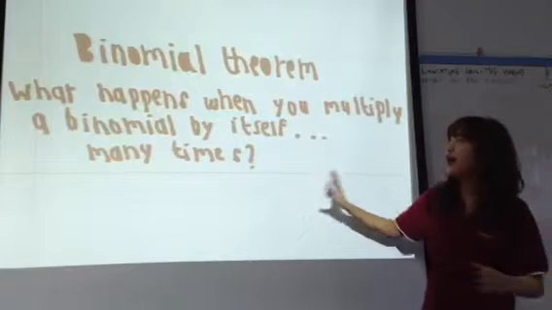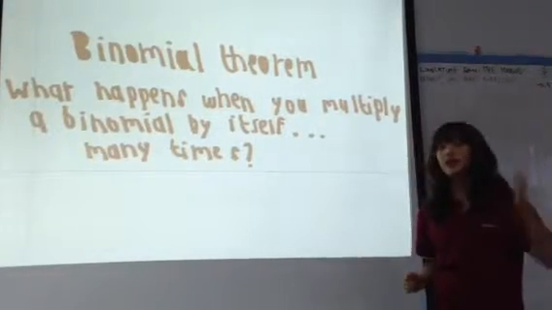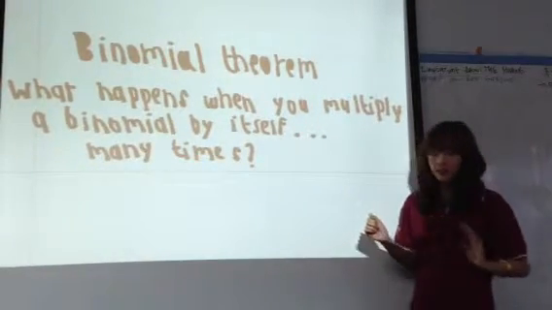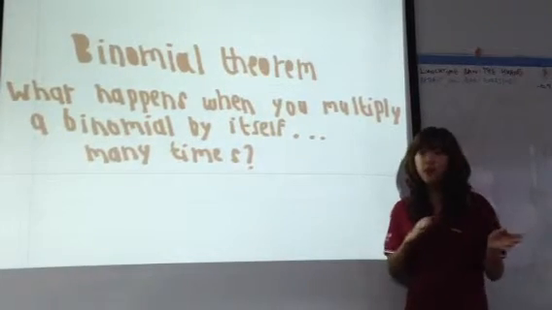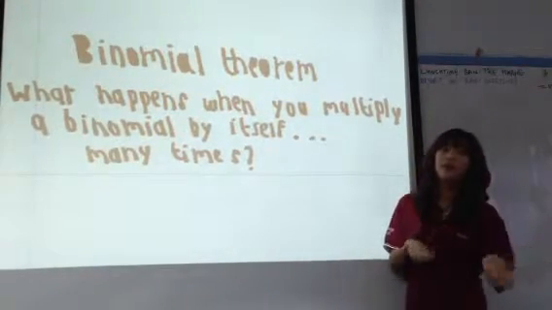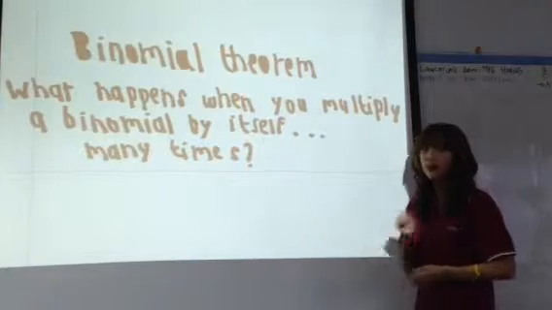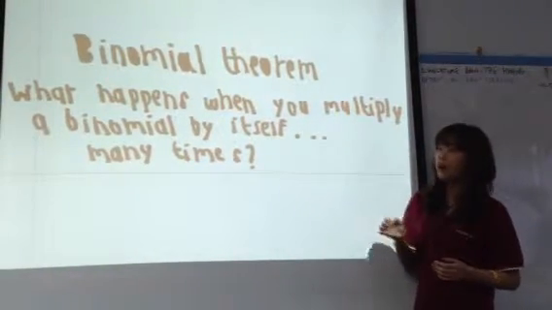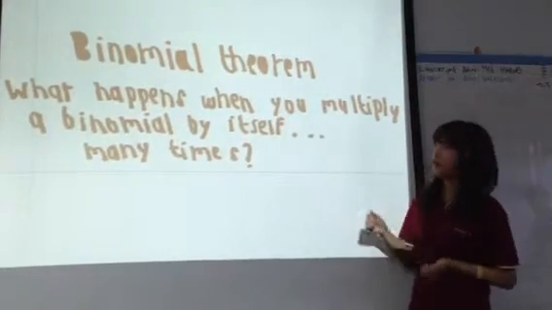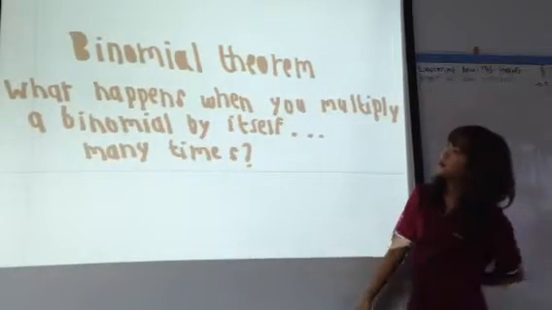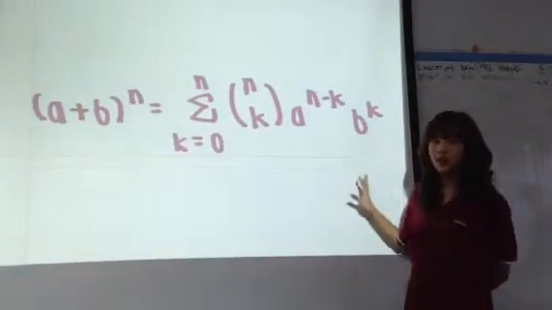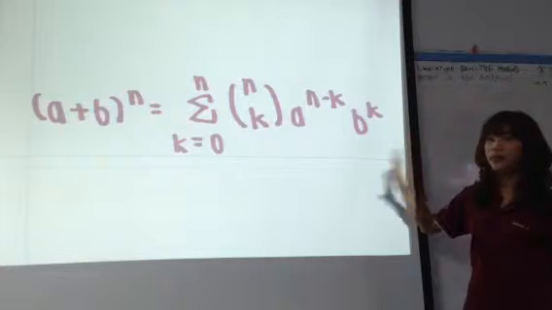Multiply a binomial by itself many times. There is another method, like FOIL, but that would take a very long time, right? But with the binomial theorem, you will figure out the answer faster. Next. And this is the formula for the binomial theorem.